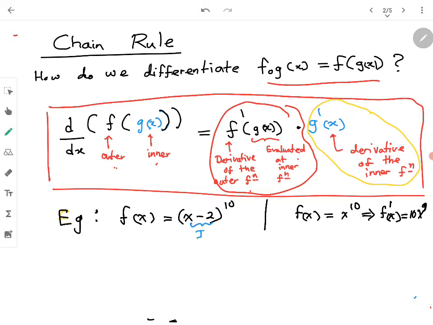So this is a composite function, but the derivative will depend on the power rule because it's similar to x to the 10th, and we can find that derivative using the chain rule and the power rule. So first we identify the outer function and the inner function. So the outer function is the power part, the inner function is x minus 2.